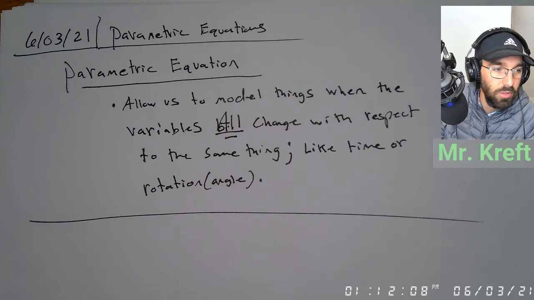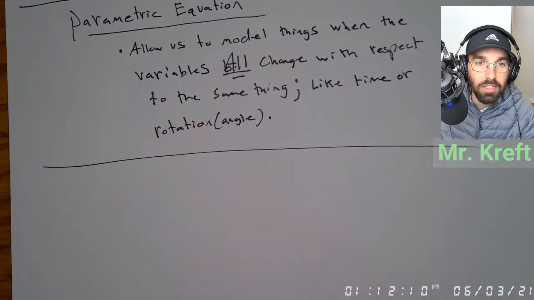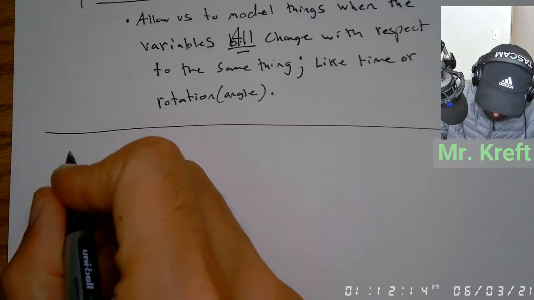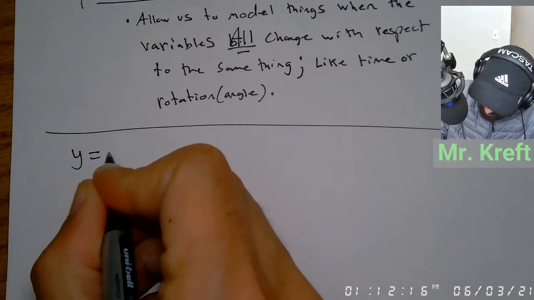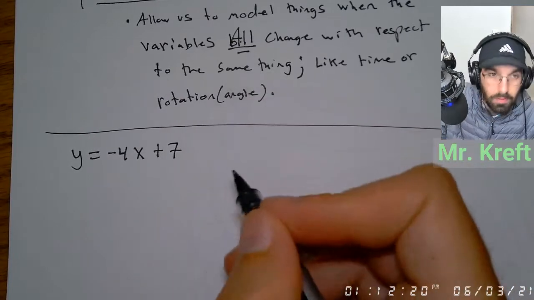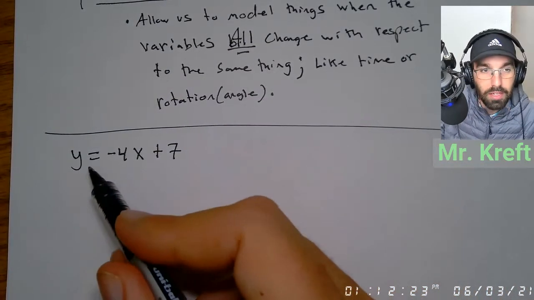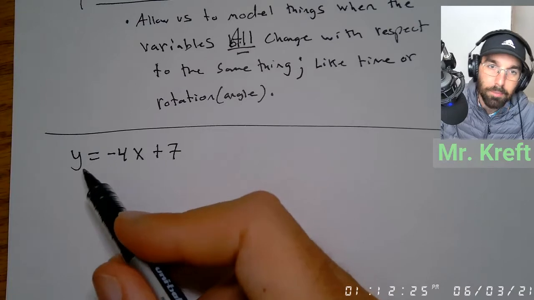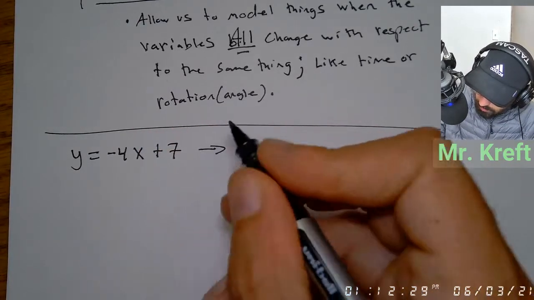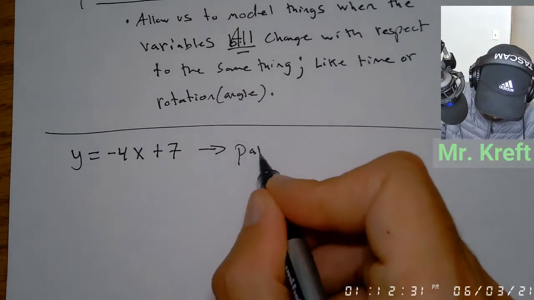Sorry, I've got a lot of windows open. All right, so first is how do we go from, so if I have y equals negative 4x plus 7, right? So this is a standard input output equation, right? So we're going to convert this to a parametric equation.